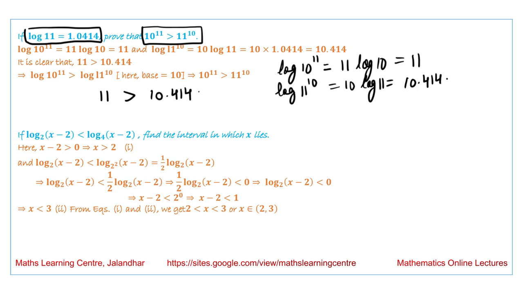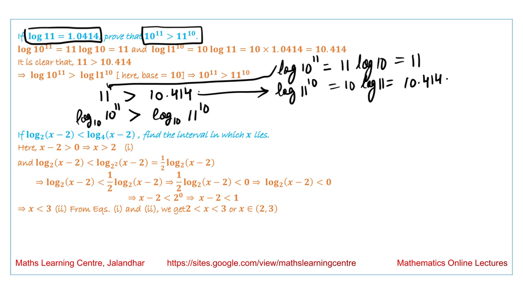and for the base, we are writing log base 10 of 10 raised to the power 11. We are saying it is greater than log base 10 of 11 raised to the power 10. We have just substituted these values over here, and for the base 10 we know that the log function is monotonically increasing. So this implies that 10 raised to the power 11 is greater than 11 raised to the power 10.